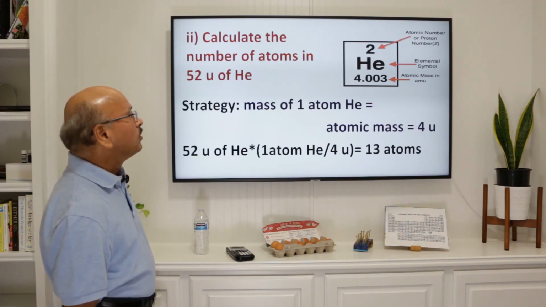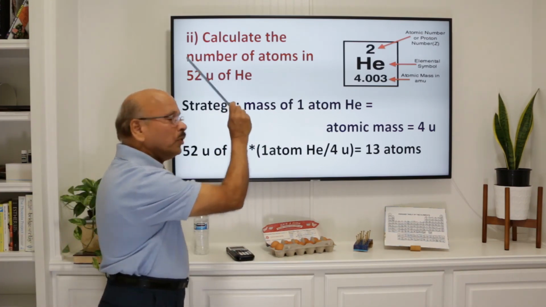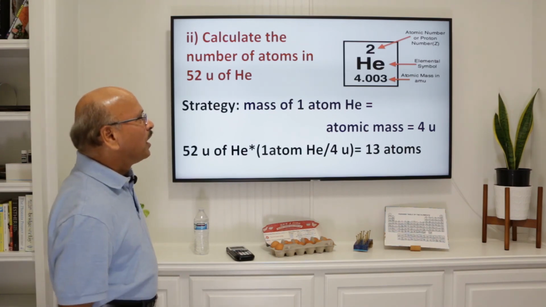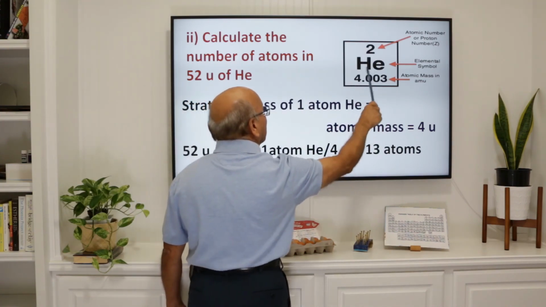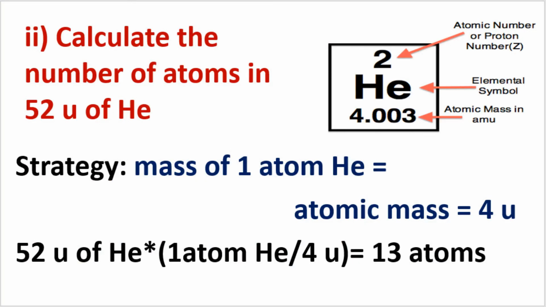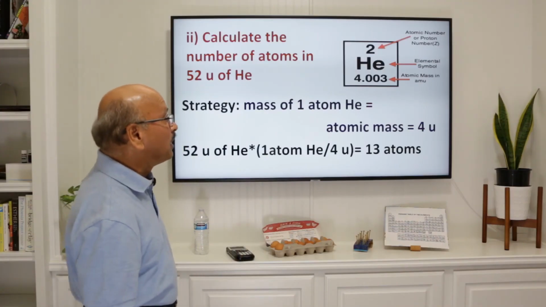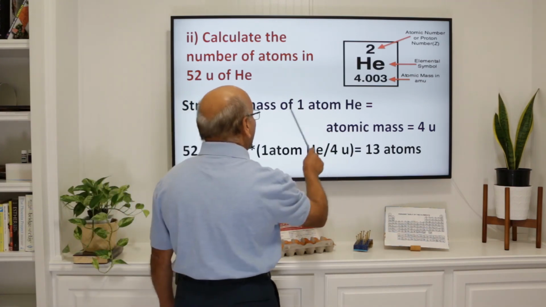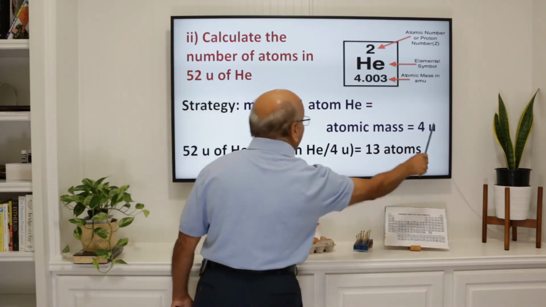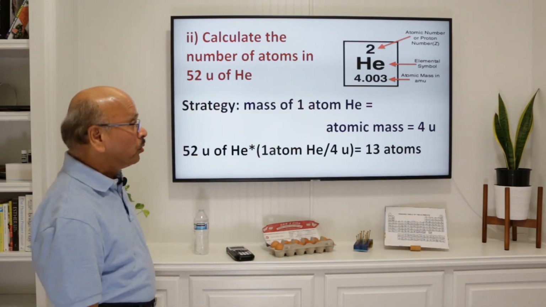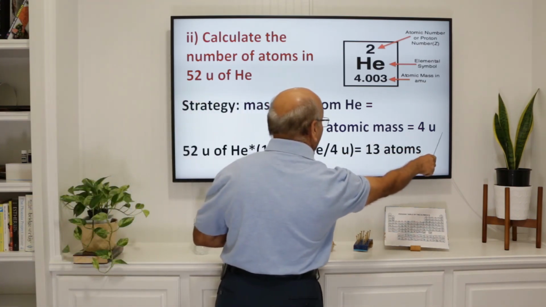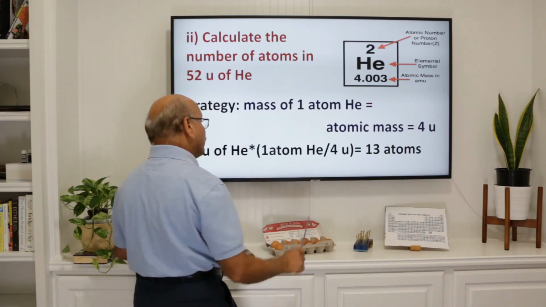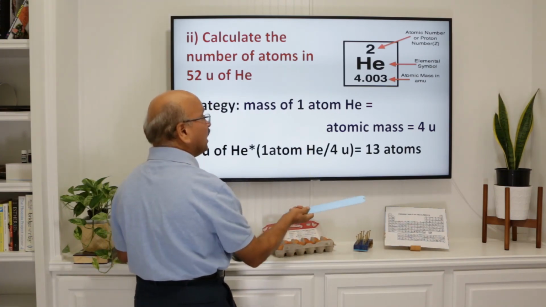Now, AMU is on the level of atoms, and whatever is given on the periodic table for helium, the atomic mass given is in AMU. So always in the periodic table, the atomic mass is given in that particular unit. So we know one atom of helium is 4 atomic mass units, or U. So we can use it as a conversion factor: one atom of helium equivalent to 4 U. One atom comes on the top because we need the atoms.